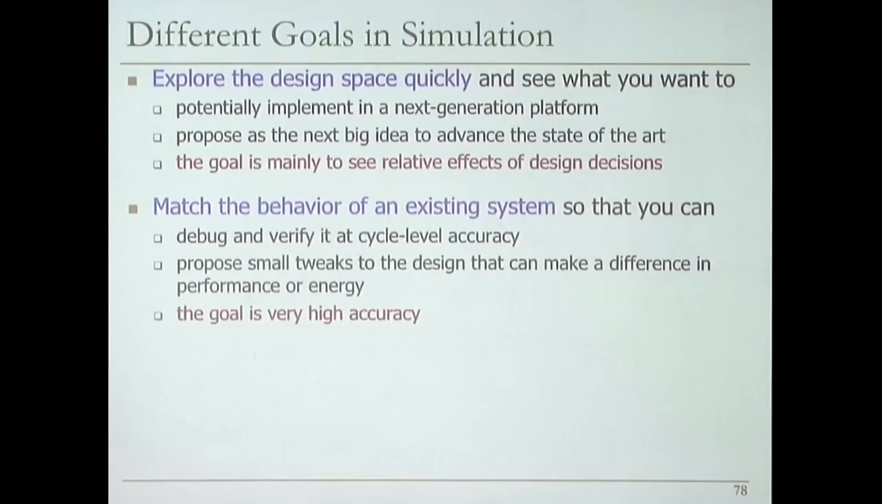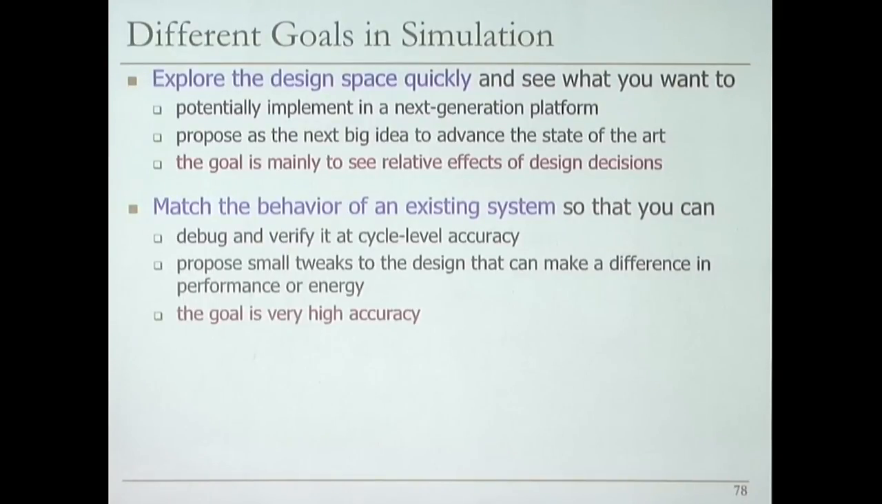The goal in this case is very, very high accuracy so that you could actually really mimic the existing system, and you could figure out what you can do better, slightly better. Not necessarily a huge, big idea that can change the entire system. Right? And there are a bunch of other goals in between also. And actually, there are people at companies that are really dedicated to this.